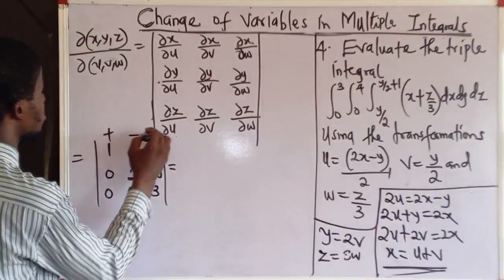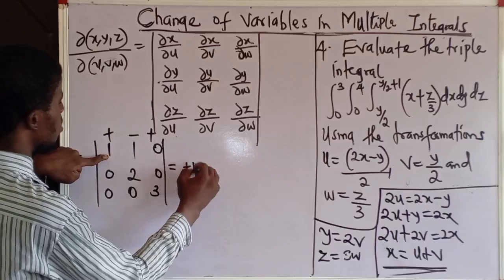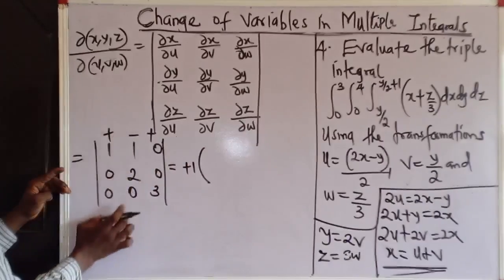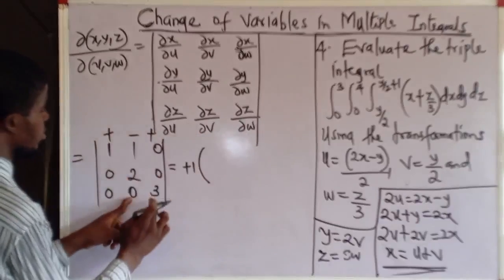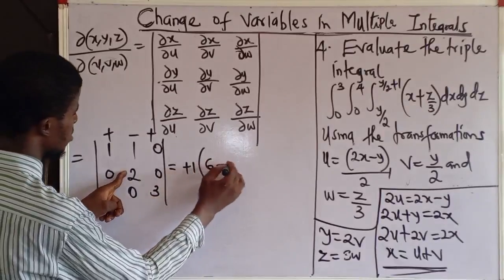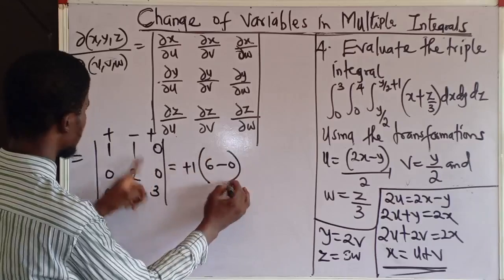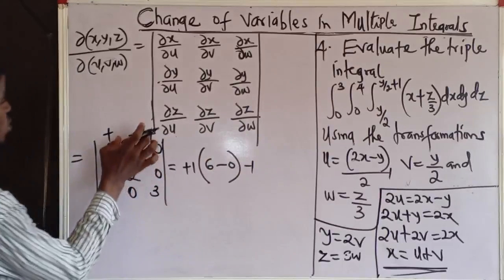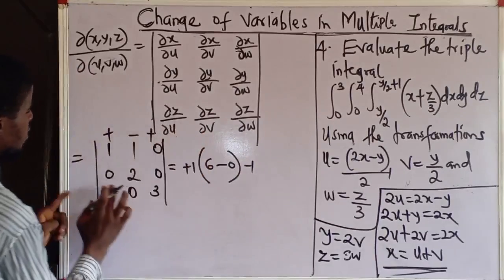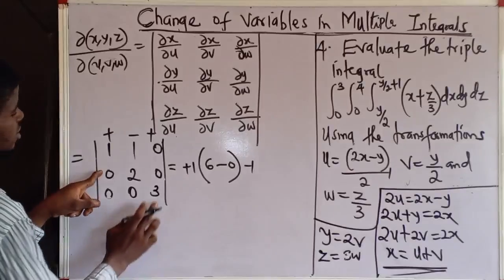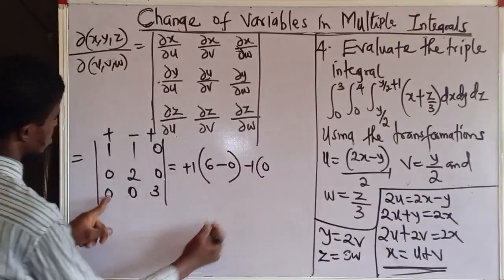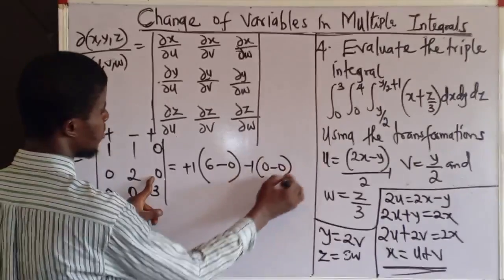So let's evaluate this. The first one is a plus 1. Eliminate this column and this row. We have 2, 0, 0, 3. 2 times 3 is 6. 0 times 0 is 0. Then we have minus 1. Close up this column and this row. We have this, this, this, and this. This times this is 0. This times this is 0. Everything here is out.